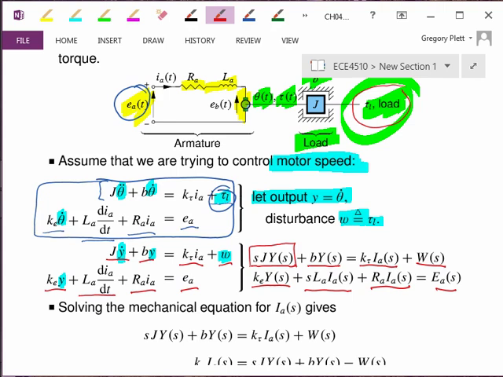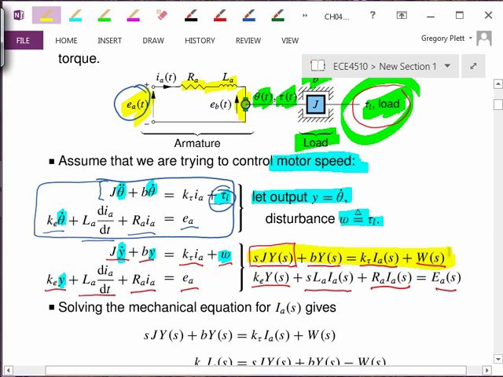So we've got two equations. The first one is what I call the mechanical equation. It has to do with the rotation of this inertia. The second one is the electrical equation. So let's work with the mechanical equation first. What we're going to do is solve this for IA, or isolate, if you wish, IA of S in this equation.